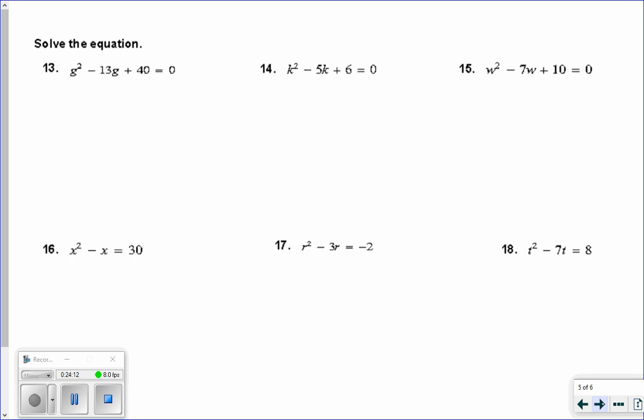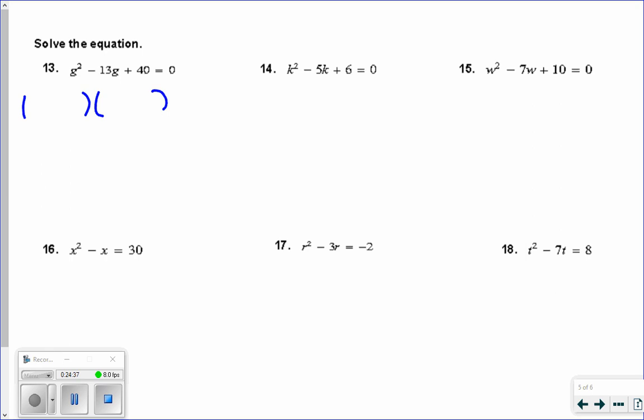Okay, you have g squared minus 13g plus 40 equals 0. First of all, make sure it's set equal to 0. If it's not, you'll want to fix that first. Second of all, let's factor the trinomial so we can rewrite it as a product of two things. That's what we did a moment ago. So now that it's equal to 0, let's factor the trinomial.